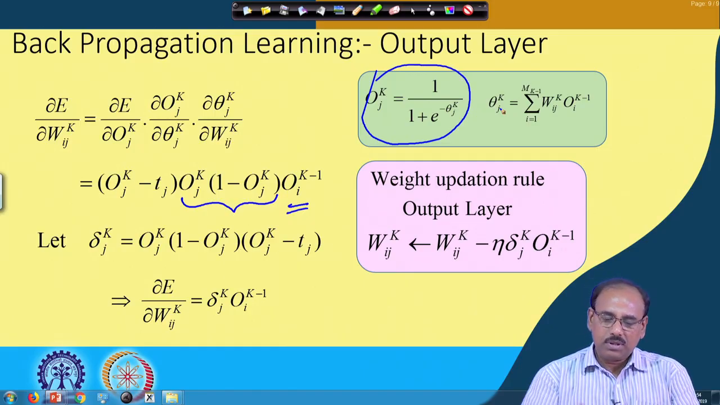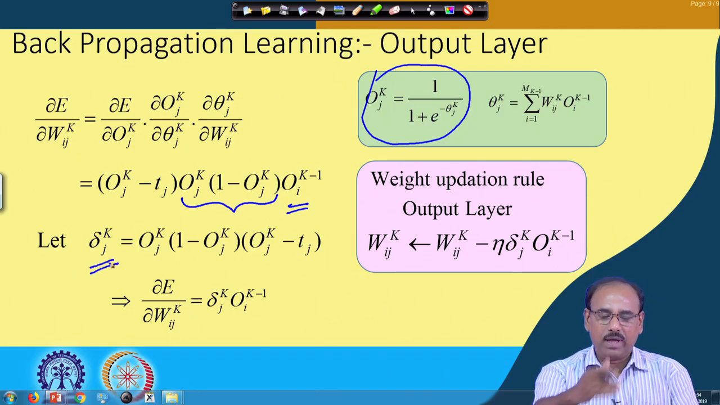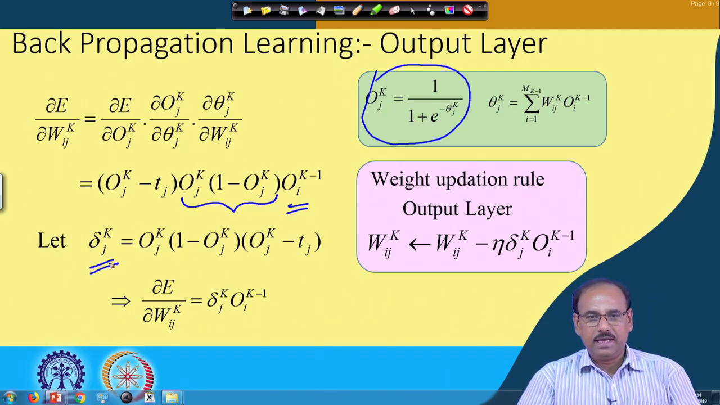So, I put Ojk into 1 minus Ojk into Ojk minus Tj as delta jk. The reason why I am putting this as delta jk will become clear when we go for updating of the hidden layer weights.